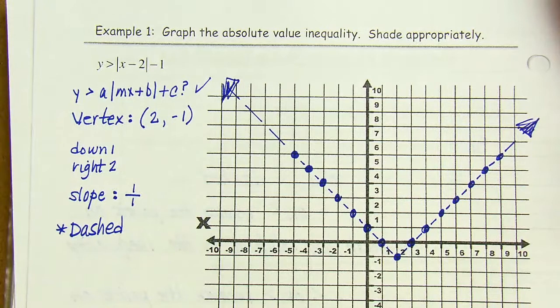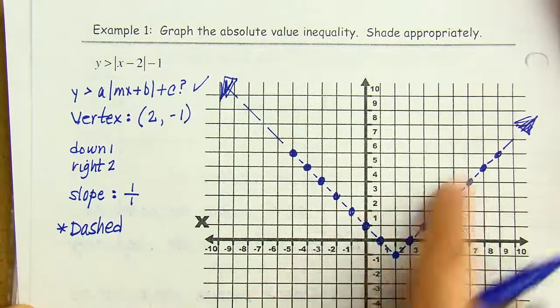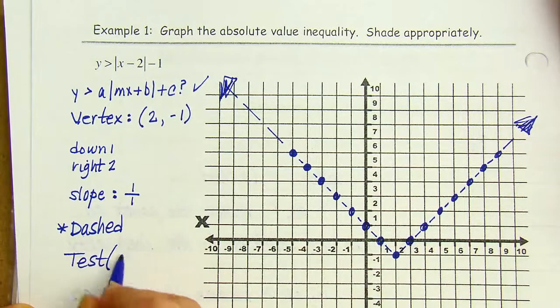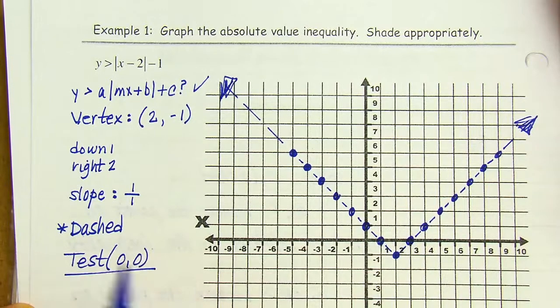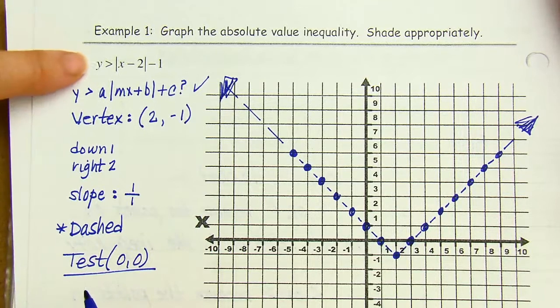So you have to pick a point. I'm going to pick 0, 0 because it's available. See, this line is not passing through 0, 0. So I'm going to test 0, 0. So I'm going to substitute. I'm going back up here to the original problem.